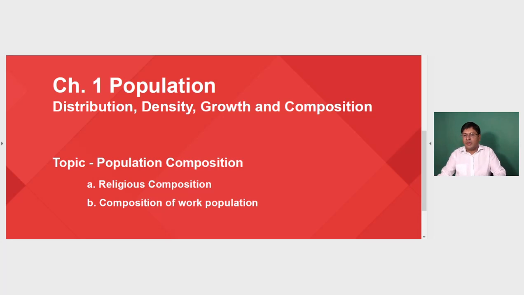Hi friends, today we are going to study about the population composition. In this chapter, we are studying about the population composition based on the four factors or the four components that we are discussing in this chapter. The first one was the composition based on the language, and then there was the composition based on the rural and the urban composition.